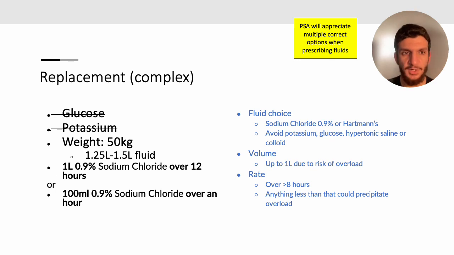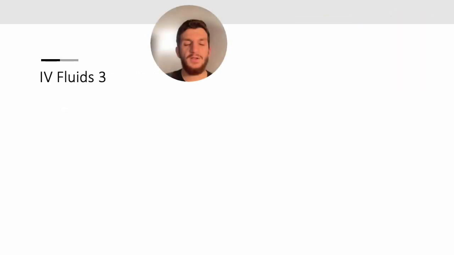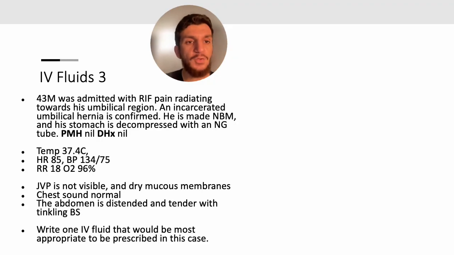So let's have a look at the next scenario. We are coming to the end now. IV fluids 3. So we have a 43-year-old male who was admitted with right iliac fossa pain radiating towards the umbilical region. He's got an umbilical hernia.